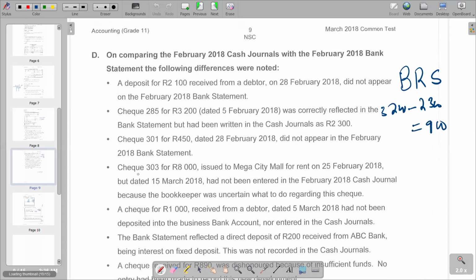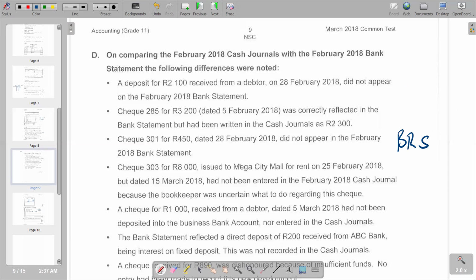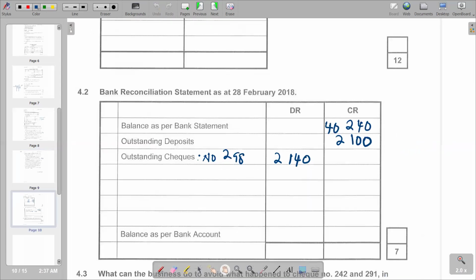Go to the next part whereby we are saying check 301 for 450 rands dated 28 February 2018 did not appear in the February 2018 bank statement. So this is now clear. It is stated in the bank reconciliation statement. We've got 450 of check. So this is an outstanding check. Outstanding check number 301, 450.